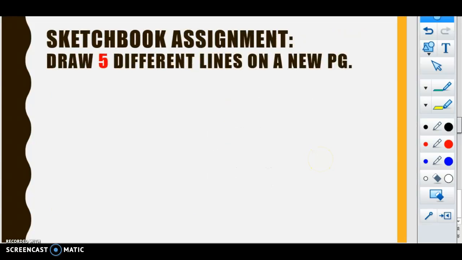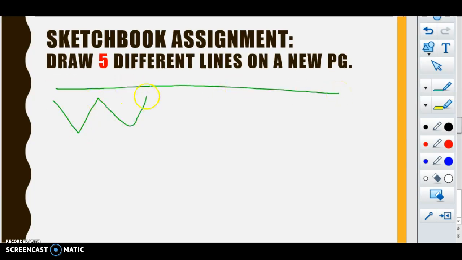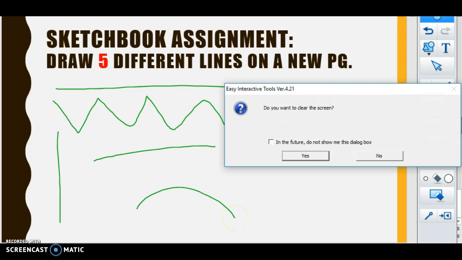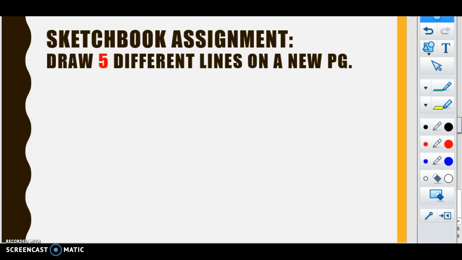Okay. So today, to finish up, to wrap this up, we are going to do a sketchbook assignment. What I want you to do in the sketchbook assignment is draw 5 different lines on a new page. Now you can do what I had in the beginning where you have 5 different lines in a nice picture. You can label them vertical or horizontal or curved. Or you can kind of completely do something different where you create a picture.